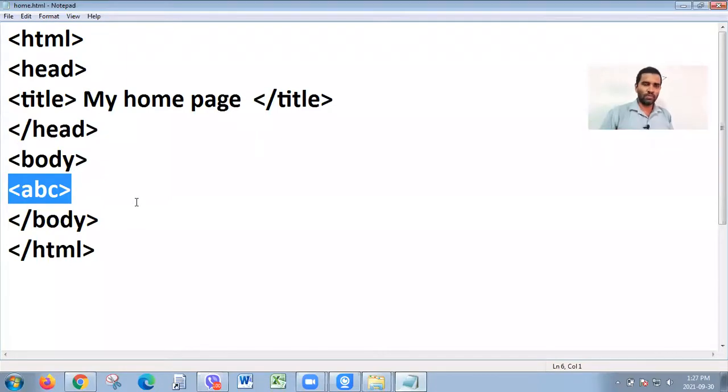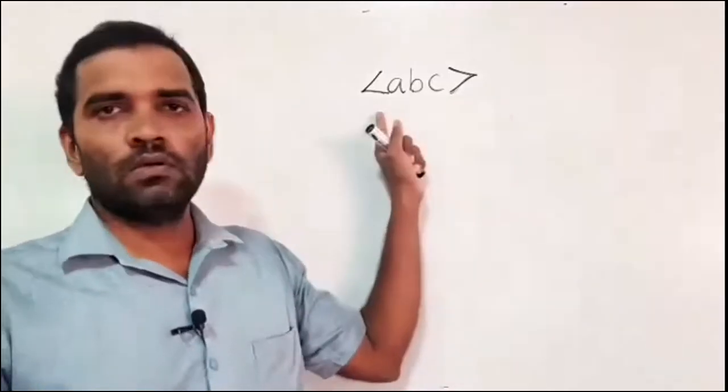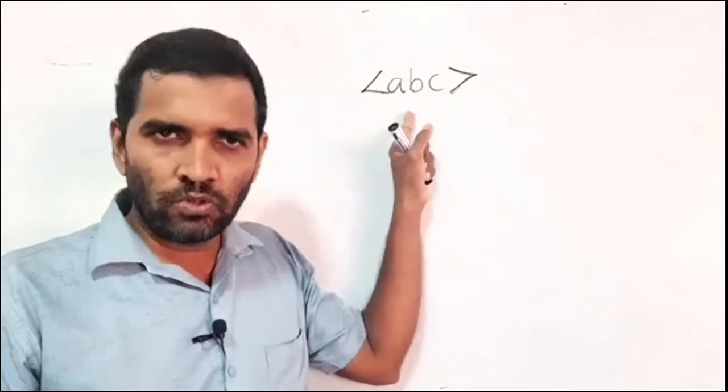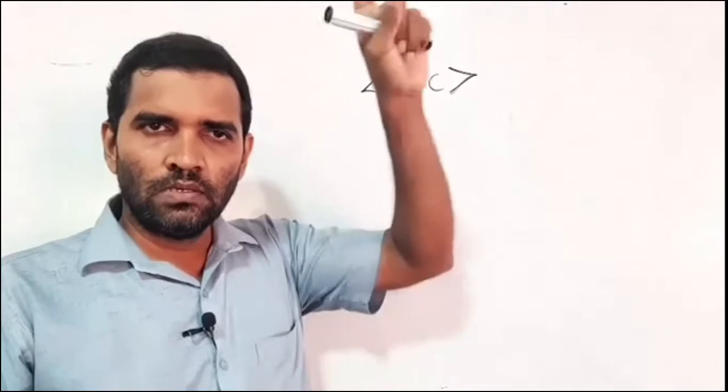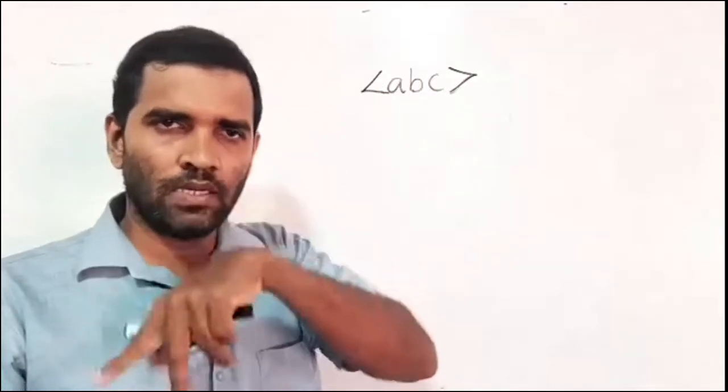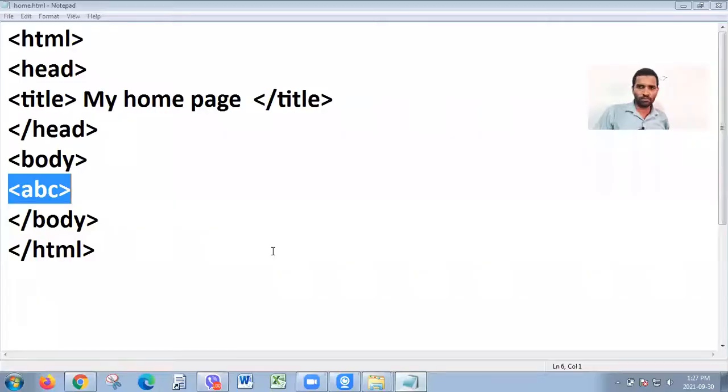I hope that you all understood my question. I wanted to display this output on a web page: less than, ABC, greater than. That's why I have written this in the body and saved my work. When I open the page, what does it display?